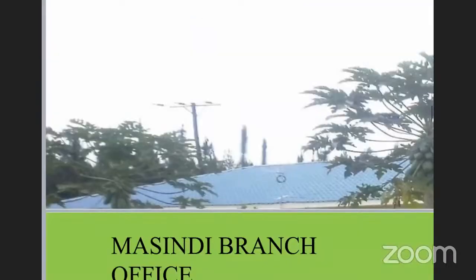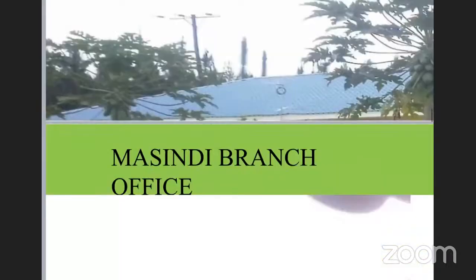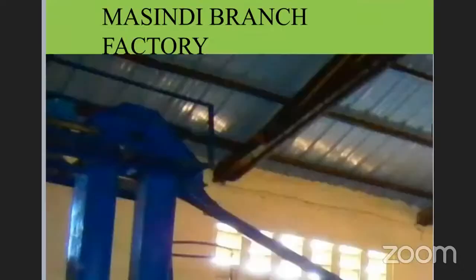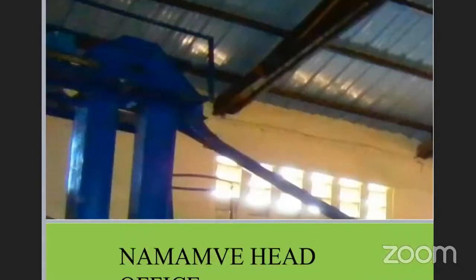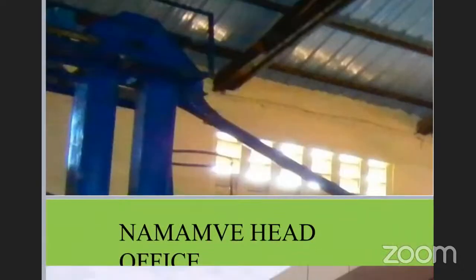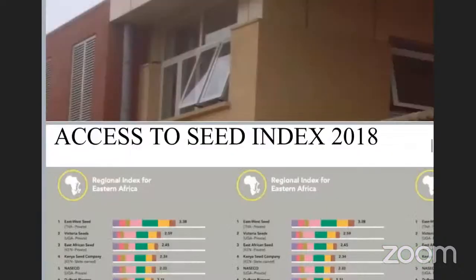So that is the building, Gulu branch. It's not showing very well. I don't know why. And then Masindi, actually to just show you what a seed factory is. It is simple. It is a machine that is for processing and grading and then packing. And that is our head office.